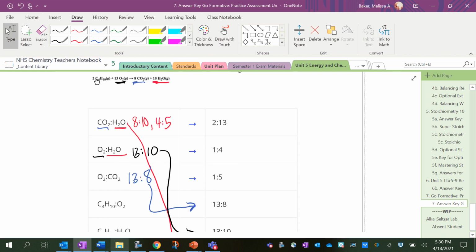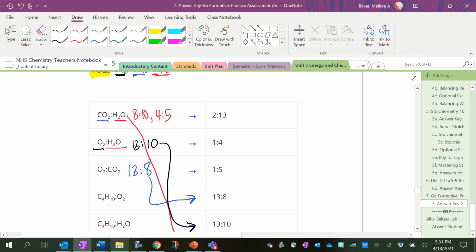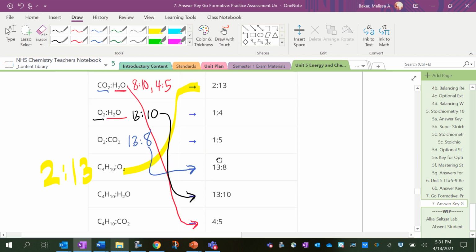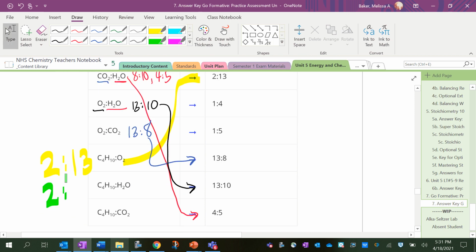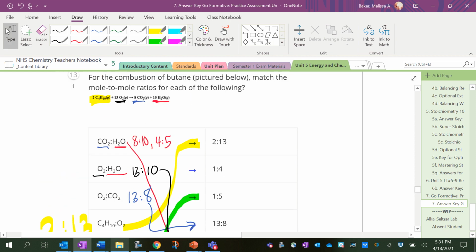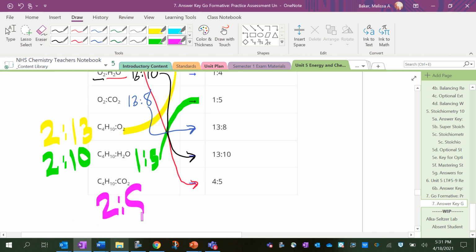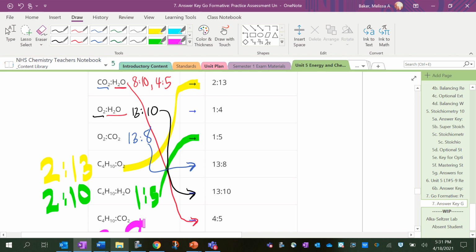Then we've got C4H10. There's a 2 out front to the oxygens. So that's 2 to 13. And then we've got a 2 in front of the C4H10 and a 10 in front of the H2O. That's a 1 to 5 ratio. And then we've got C4H10, that's 2. And then what's in front of the CO2? 2 to 8. That's the same as 1 to 4.